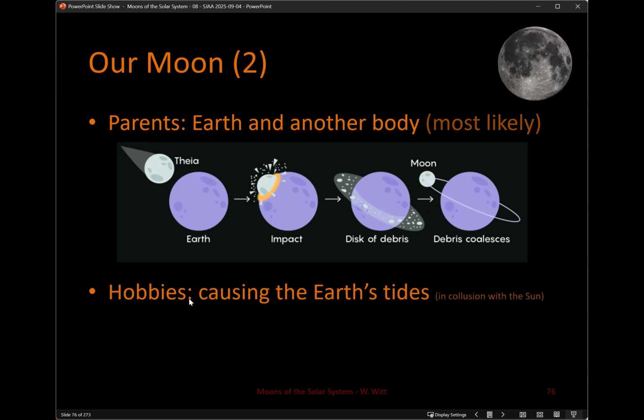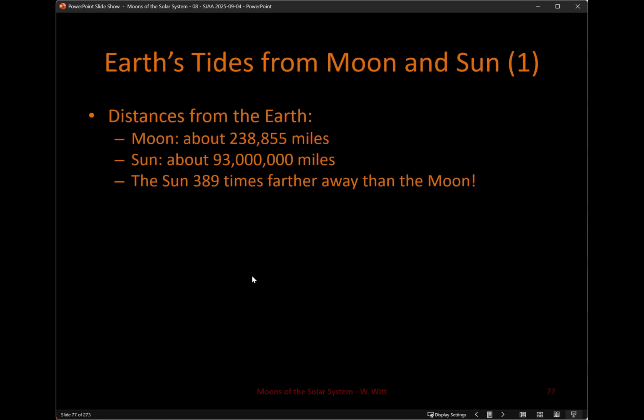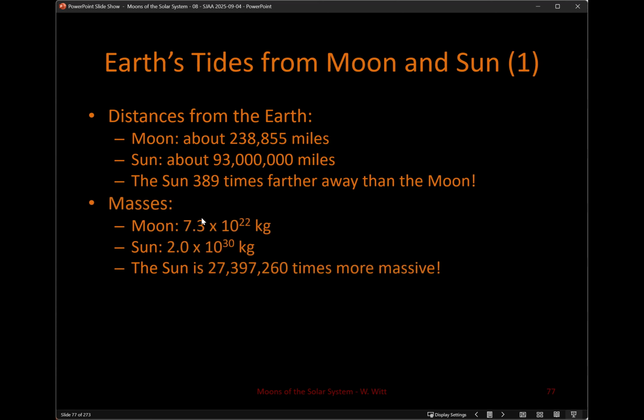And of course, our moon causes the Earth's tides. And it actually does so in collusion with the sun. So it turns out our tides are not just from the moon. The sun actually plays a pretty big role. And this is interesting, right? Because the moon is relatively close, 238,000 miles, whereas the sun is 93 million miles away. So almost 400 times farther away. But on the flip side, our moon is only 7.3 times 10 to the 22nd kilograms, and the sun is just way more massive.